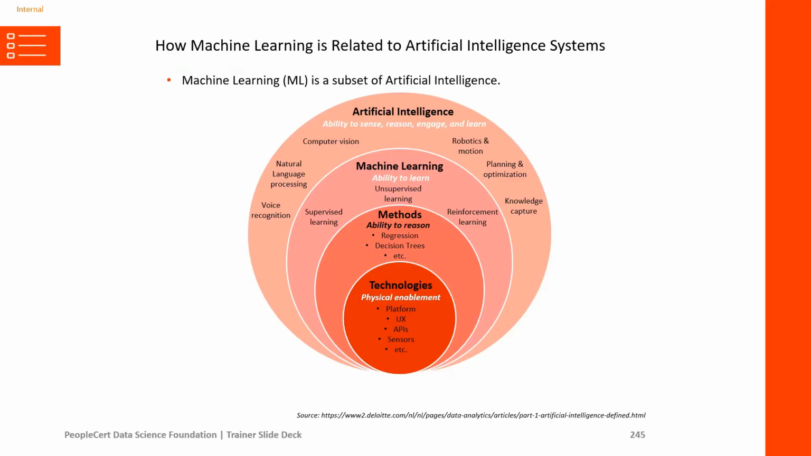Inside it you have various technologies, and these technologies are called the physical enablements, which are the platforms, the APIs, the sensors, and so on and so forth.